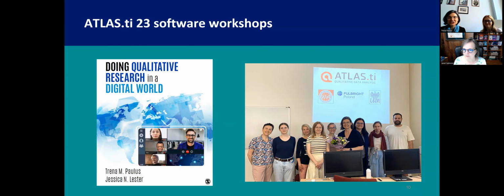And this is a picture of some of the faculty. Almost all of them were there that day for the ATLAS.ti workshops. And so I tried to really show how Atlas could be used as the hub for this whole digital workflow, for everything from reviewing the literature to collecting data to analyzing data to doing some of the advanced computations with the findings. So how did it go from your perspective?